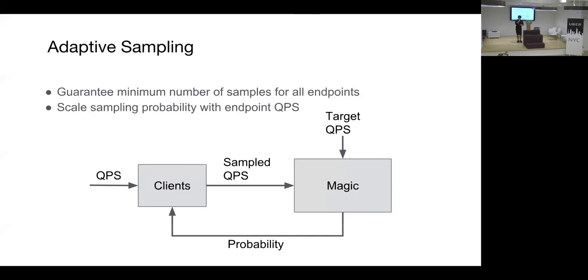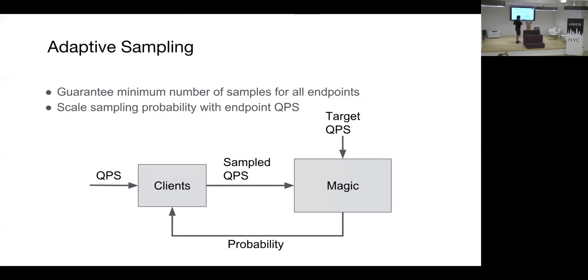Adaptive sampling has 2 main goals. One was to guarantee a minimum number of samples for all endpoints. And the second was to scale the sampling probability with endpoint QPS. So if an endpoint has high QPS, then we want to assign it a low probability. And if the endpoint has low QPS, then we want to assign it a high probability.